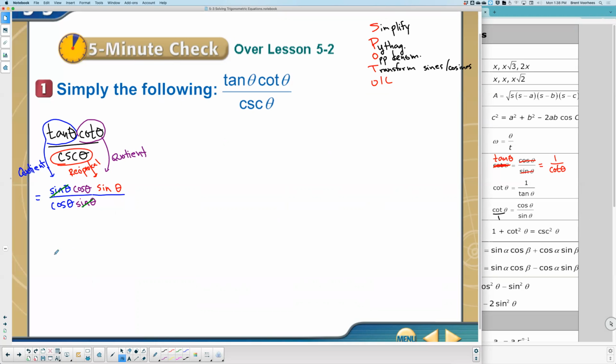Okay, great. Anything else? This cosine's multiplying, this one's dividing. Those can cancel out. And so what are we left with? Sine. That's it. Just sine. That would be your answer. And that's the last step right there. When you cancel, that's called algebra.